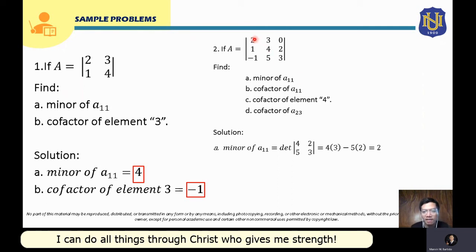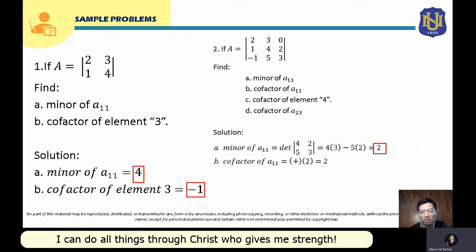Okay, so let's start solving for the minor of A11. Again, the A11 here is this element. So our rule, just delete the corresponding row and column. So this is just the minor. We just have to solve for the determinant of the matrix formed from the remaining elements. The determinant of these elements will be 4 times 3 minus 5 times 2. So that's how we solve the determinant of a 2 by 2 matrix. That will be 12 minus 10, and that will be 2.